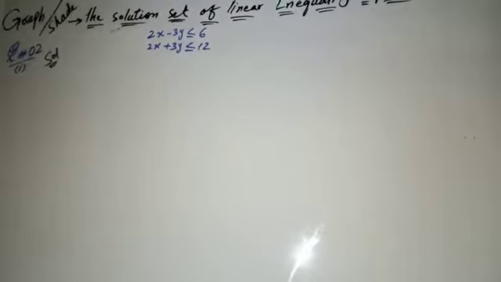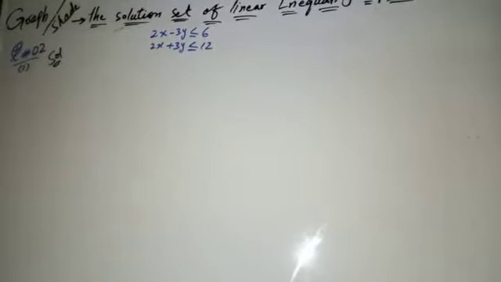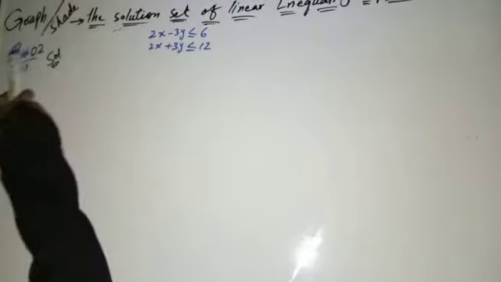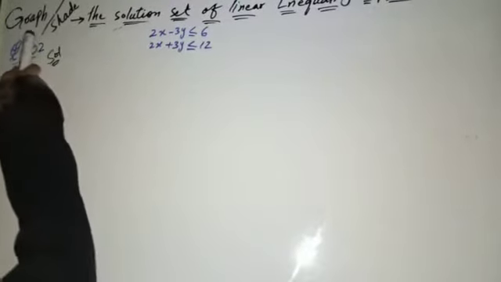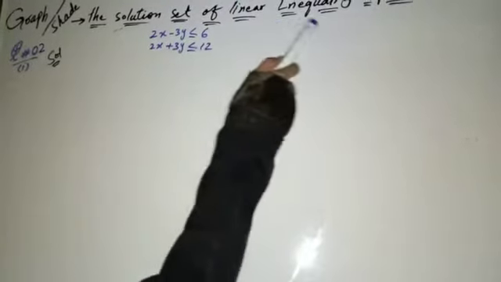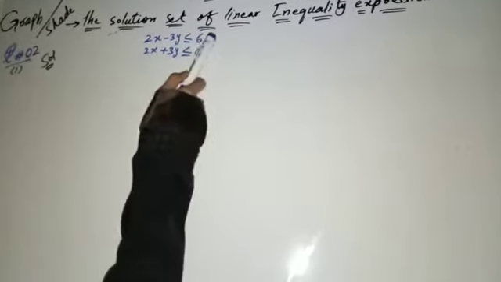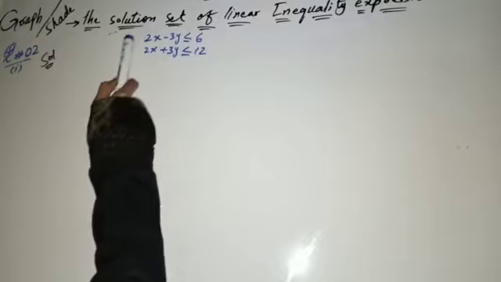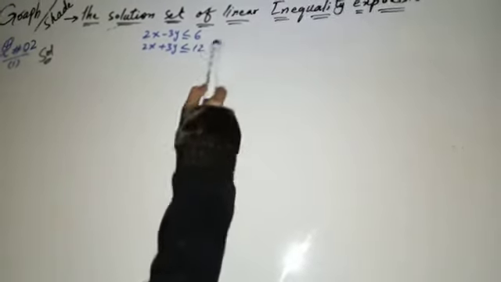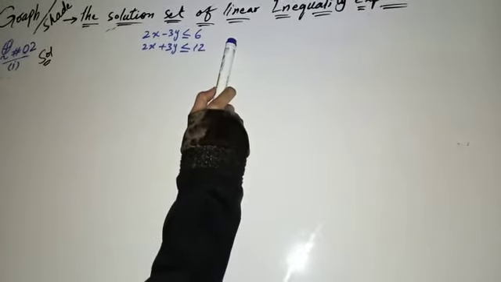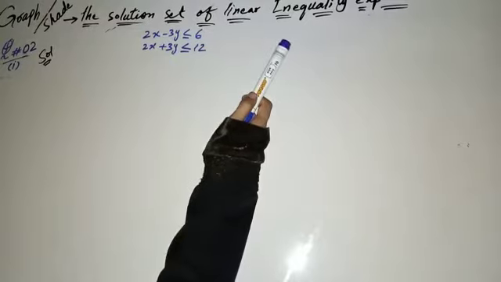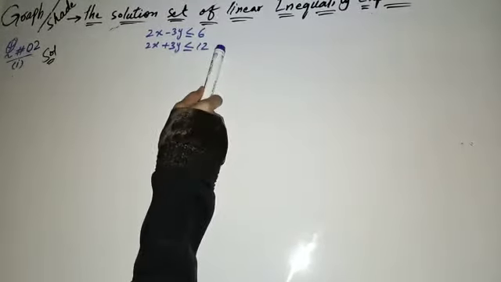Now I am solving question number 2, first part. In question number 2, the requirement is again the same: graph or shade the solution set of linear inequality expressions. The difference is that in the first question only one linear inequality expression is given, while in question number 2 two linear inequality expressions are given, while the solution method is the same. Now I am starting both linear inequality expressions one by one.